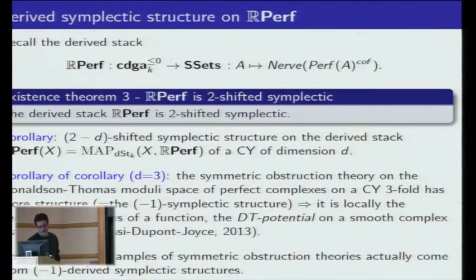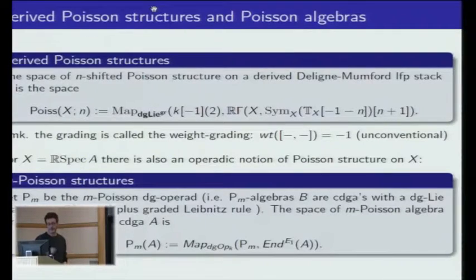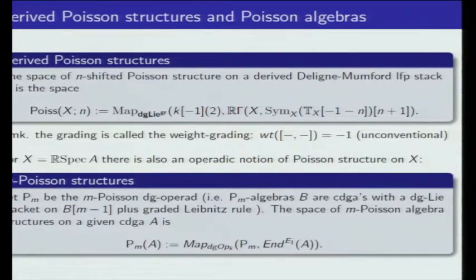And let me also say that all known examples of symmetric obstruction theories in the sense of Behrend and Fantechi actually come... So they have more structure than what's in that definition. They come from a -1 shifted symplectic structure. So let me go to derived Poisson structure. For the moment, I will concentrate on derived Lie-Mumford. For Artin, it's more complicated, and maybe I will say a few words later.